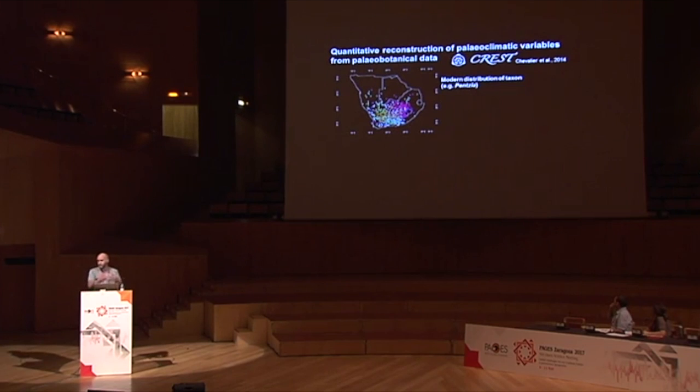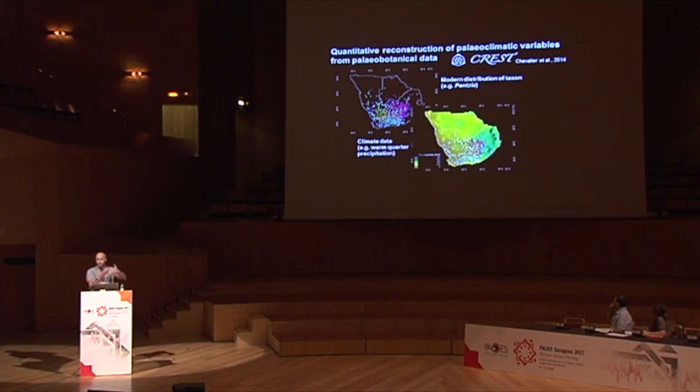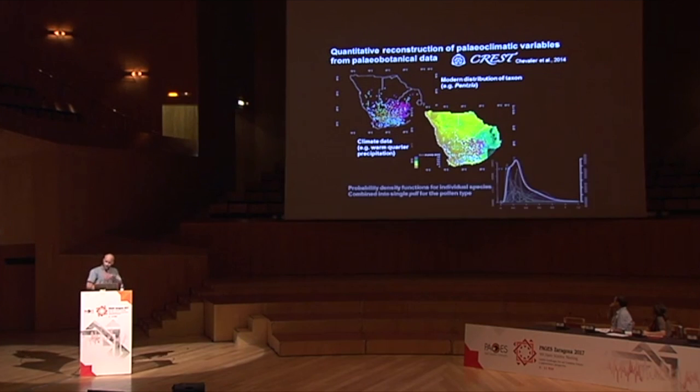More or less, you take the distribution of the plants and apply that to a climate grid, and create a series of PDFs through which you can look at all the different pollen types and their affinities, and you can get a value for, in this case, aridity for a certain sample. And obviously when you put these together for an entire sequence, you get a curve.